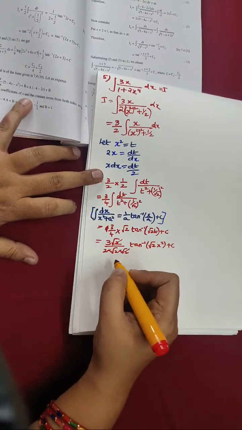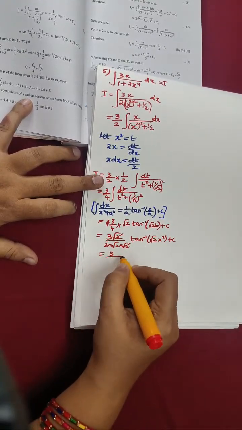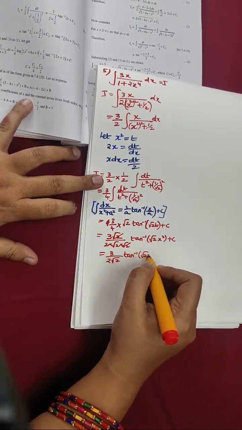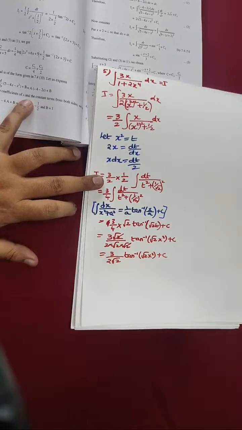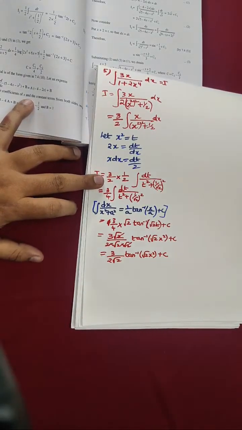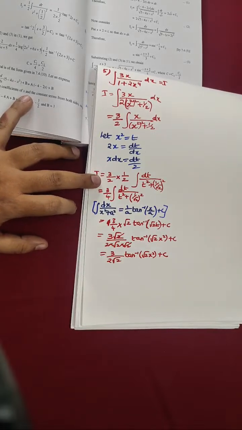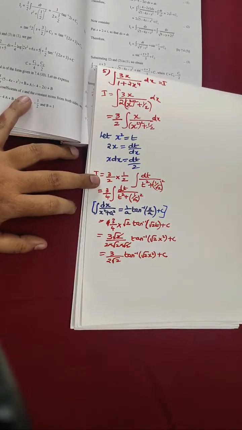So one root 2 gets cancelled. So I have 3 by 2 root 2 tan inverse root 2 x square plus c. This is the required answer. Any doubt?